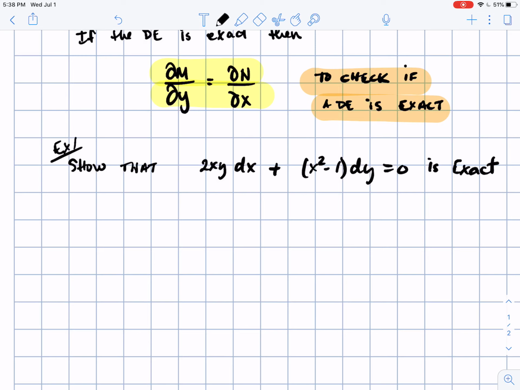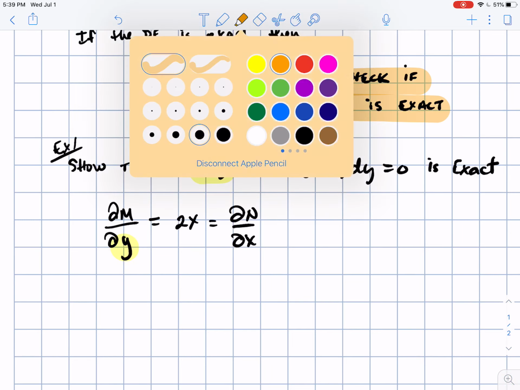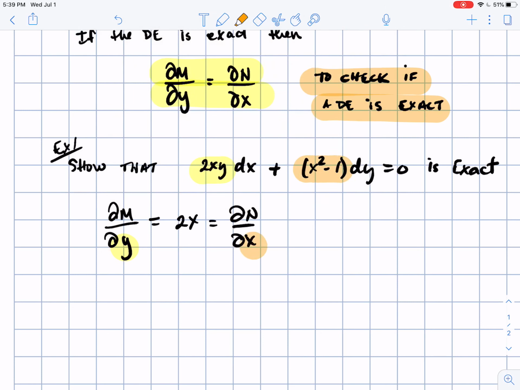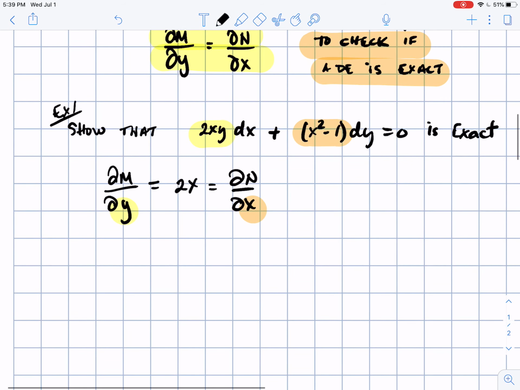Show that. So what I want to do is show the partial of M with respect to y. In this situation you would get 2x. Is that equal to the partial of N with respect to x? And you could see that it is, right? So we're looking at the partial of this with respect to y, and the partial of this with respect to x. So does it work out? Sure it does. Okay? So it is exact, so we check, right? That is exact. Now, how do we solve?